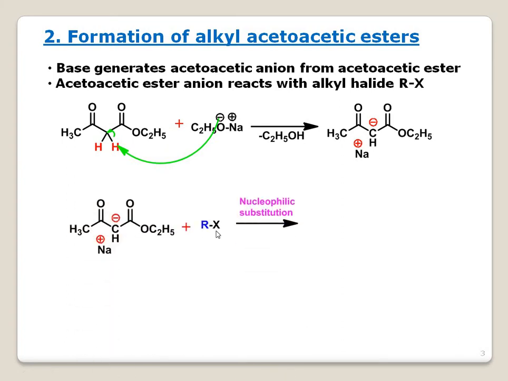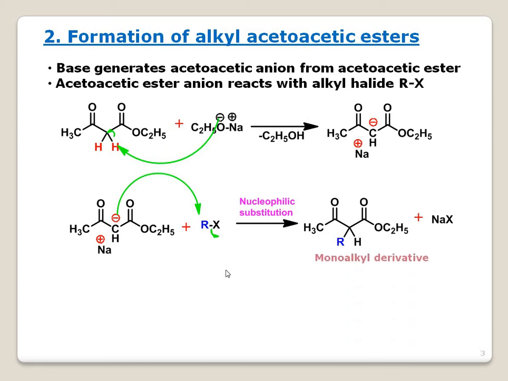In the next step it will be added to an alkyl halide. Here this is now the nucleophile, and this is the electrophile. In the alkyl halide, the halogen is electronegative, so this alkyl group will be electron deficient. Suppose it is a methyl halide: this nucleophilic carbon will be attacking the methyl group, and the halogen will be going as NaX. So this is a nucleophilic substitution reaction. It is happening like this. NaX will be eliminated, and you will be getting a monoalkylated product like this.